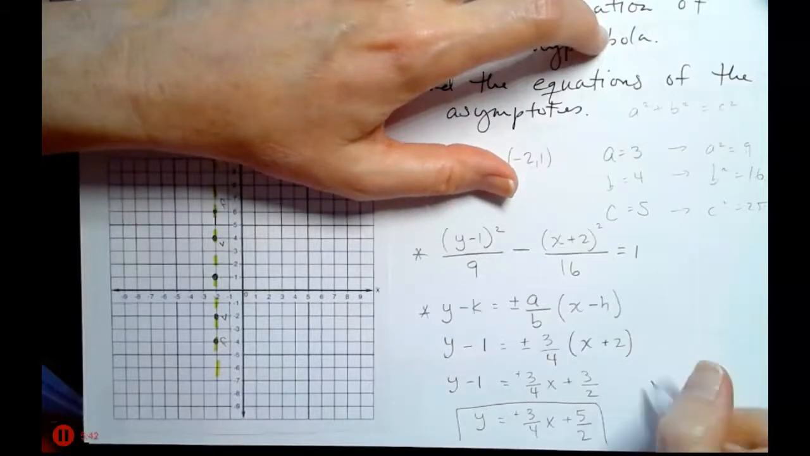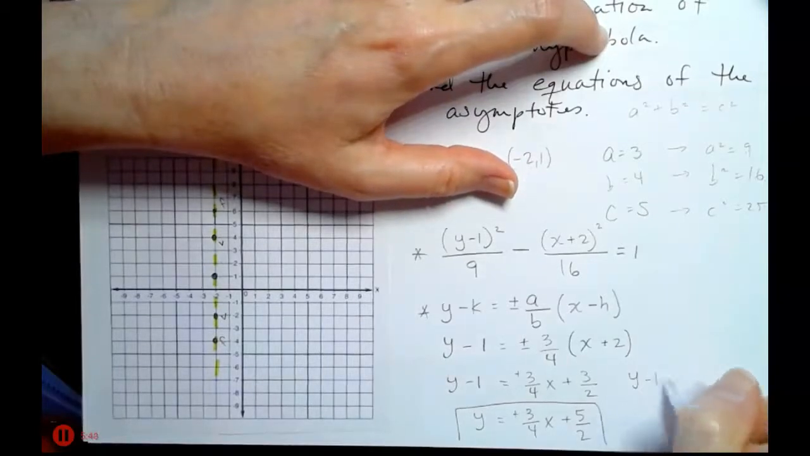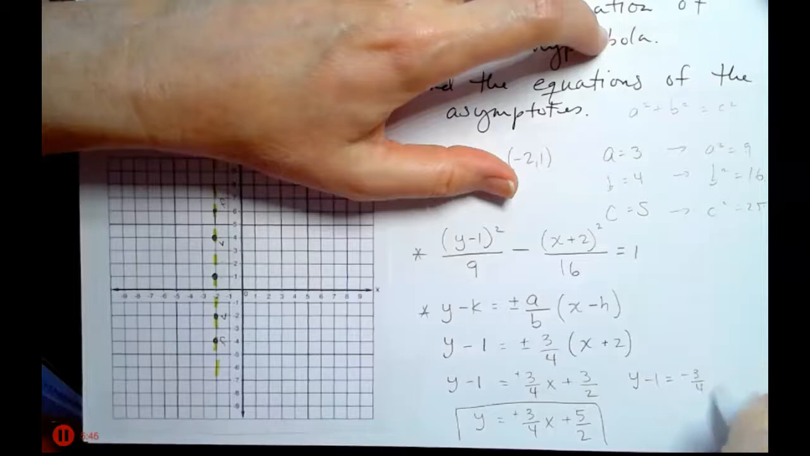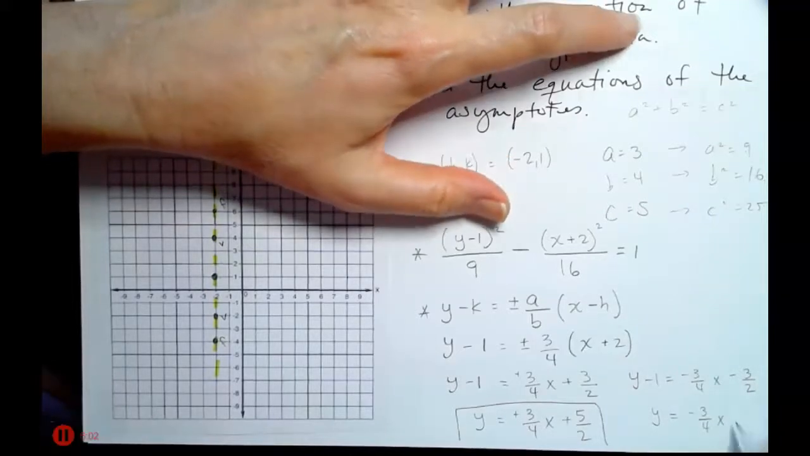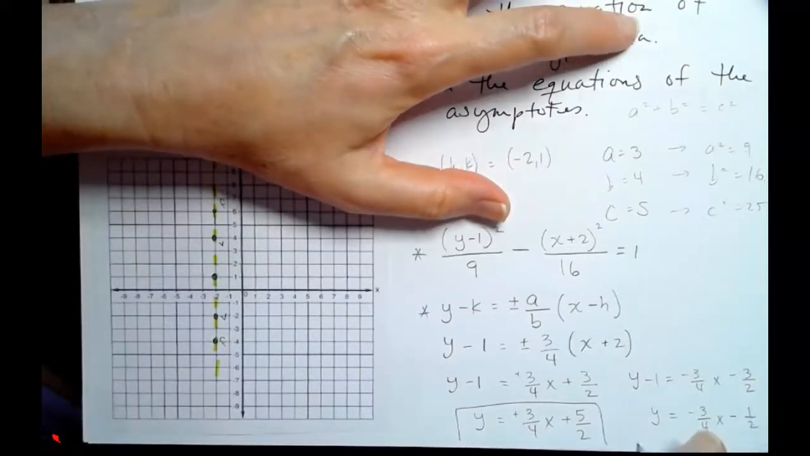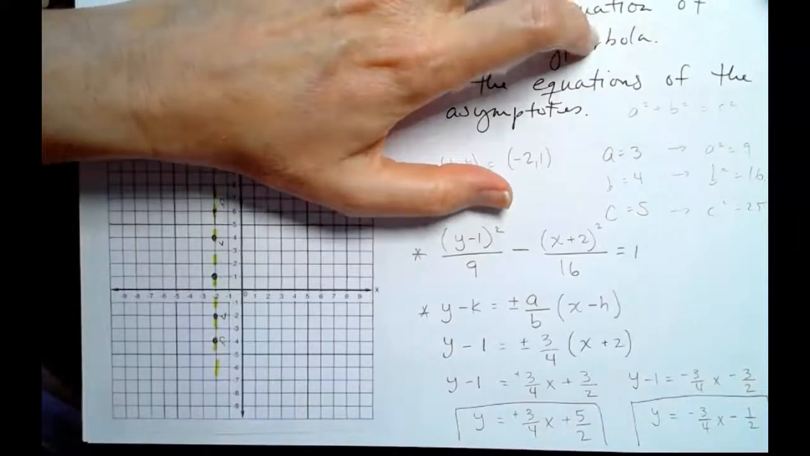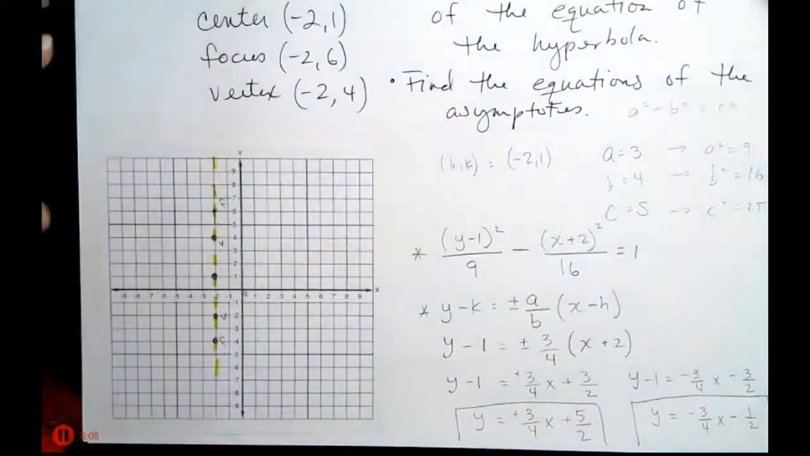Now let's do it again with a negative slope. So y minus 1 equals negative 3/4 x. Negative 3/4 of 2 is negative 6/4, which is negative 3/2. So add 1 to both sides. We get y equals negative 3/4 x. So negative 3/2 plus 2/2, that's negative 1/2. There is the second asymptote.